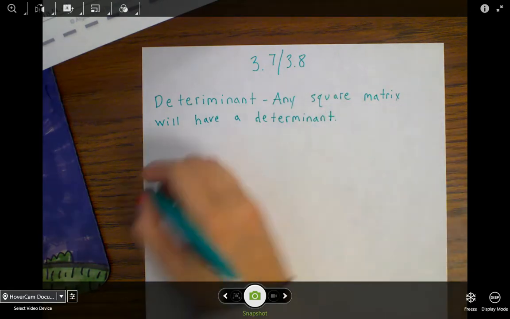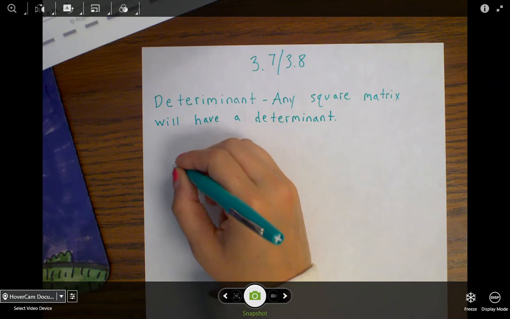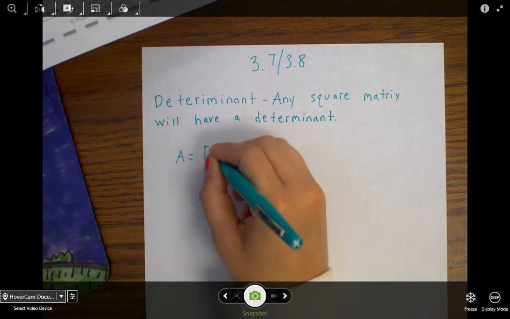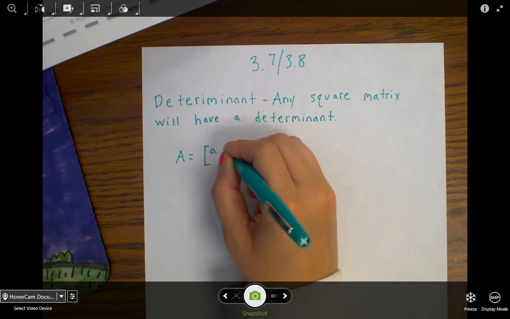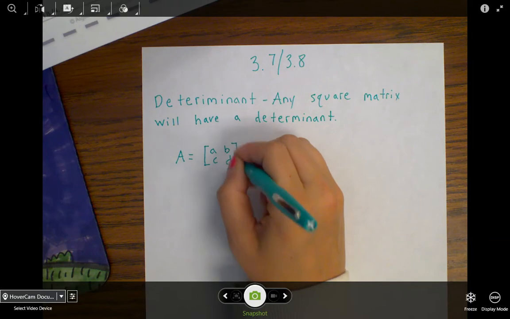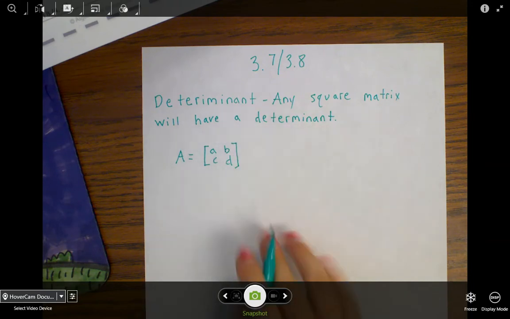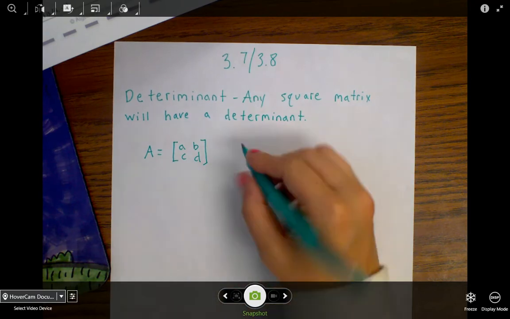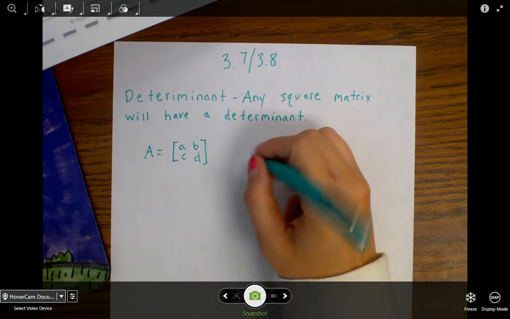Now, I'm going to show you what that looks like for a 2x2. But realize that you can find them for bigger things like a 3x3 or a 4x4. We're just not going to do those by hand because the algebra or kind of the steps to do that is really long. And so we're going to let our calculator do that for us. However, we do at least want to look at what that means for a 2x2.